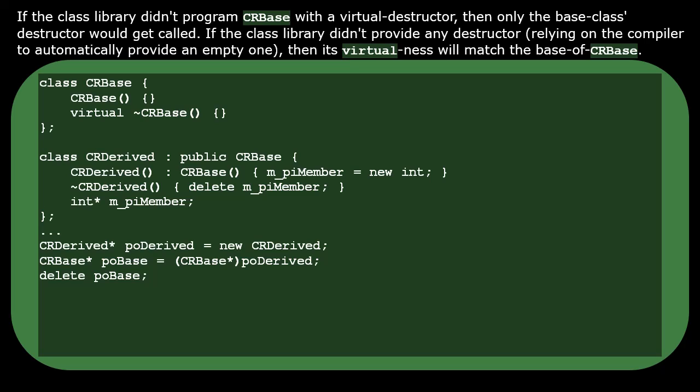If the base class's programmer hasn't typed any destructor, relying on the compiler to automatically provide an empty one, then the base of that base will determine if destruction is polymorphic or not.